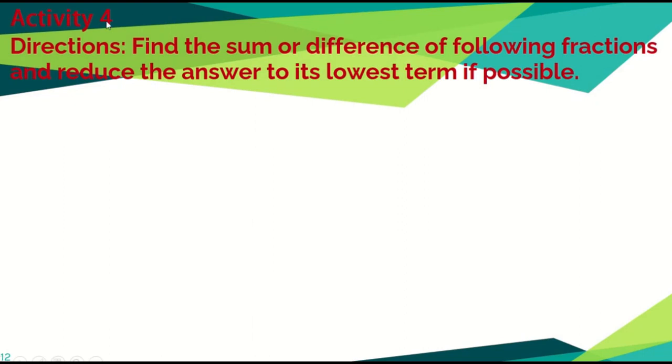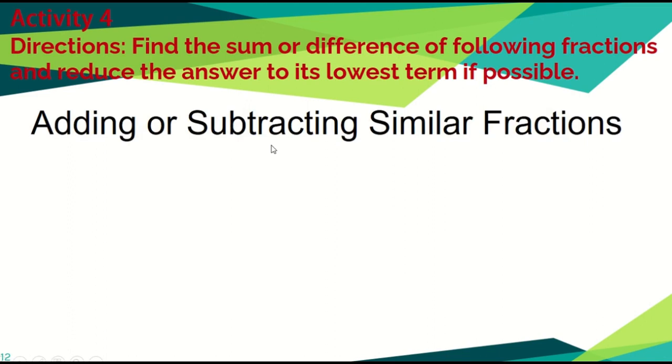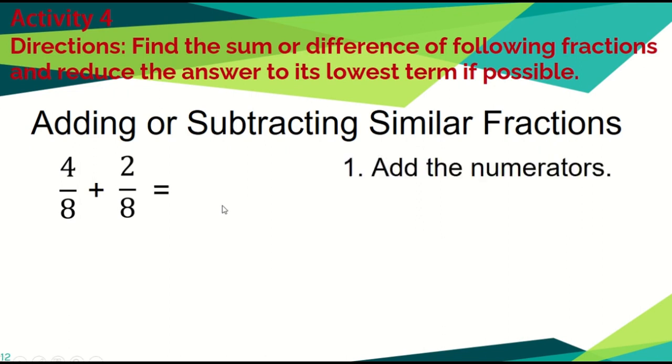Okay, sa activity 4, sabi dito, find the sum or difference of the following fractions and reduce the answer to its lowest term if possible. So, we're going to add similar fractions. I think you still remember similar fractions. They have the same denominator. So, step 1, add the numerators. So, yung 4 plus 2, 6.